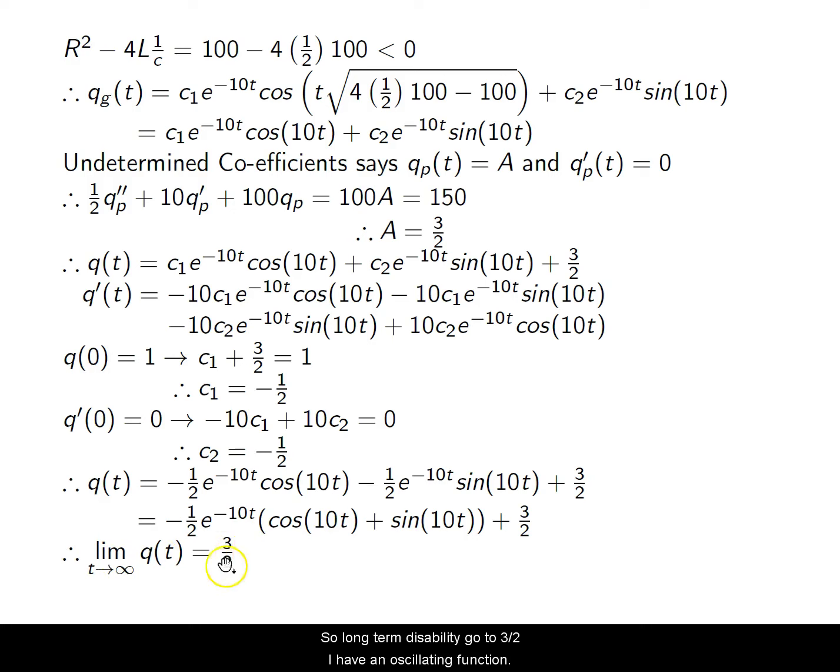So long term, this is going to go to 3/2. I have an oscillating function here, and I have a negative exponential. This dominates this function when you're talking about a limit. This decreases way faster than this thing oscillates. If you're not happy with that as an answer, you can apply L'Hopital's rule here and differentiate it and see what happens there. But it should be pretty clear that this goes to 0, which leaves you with this constant value. And that is our answer.